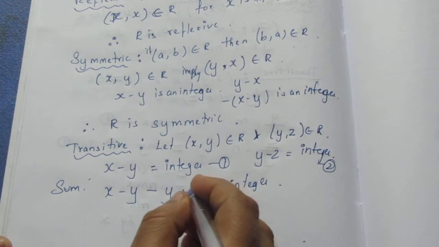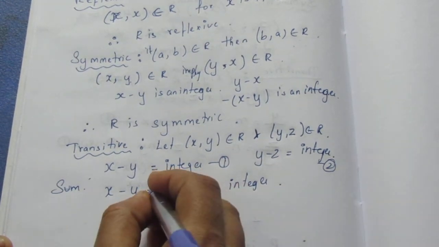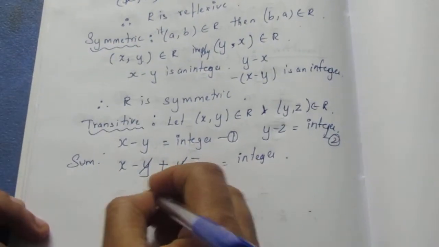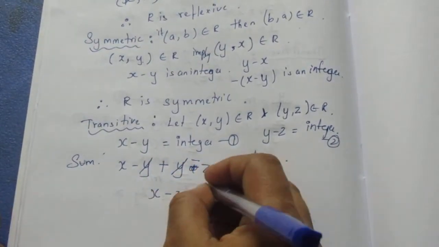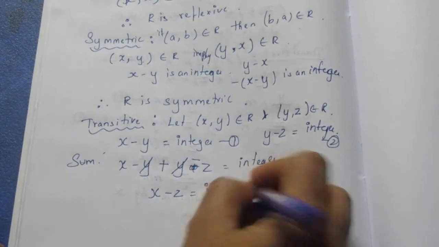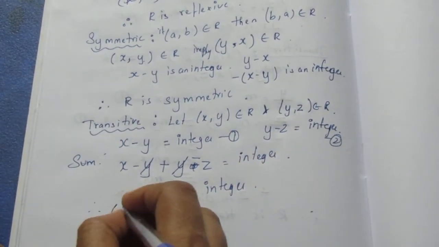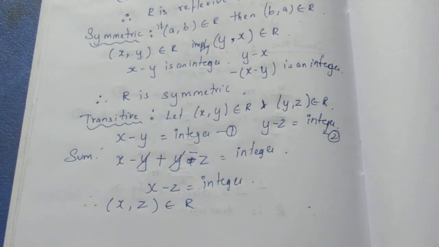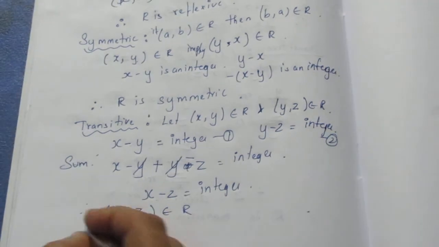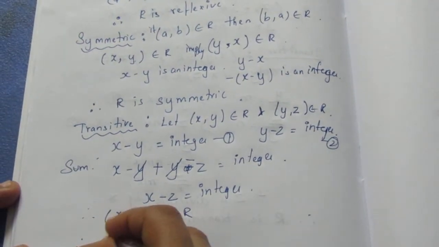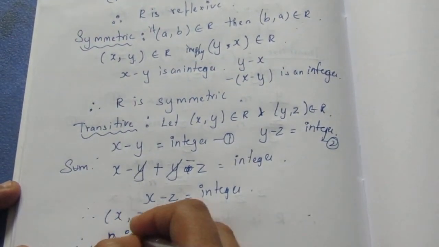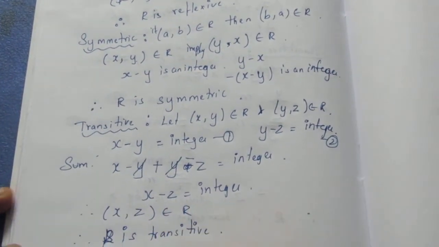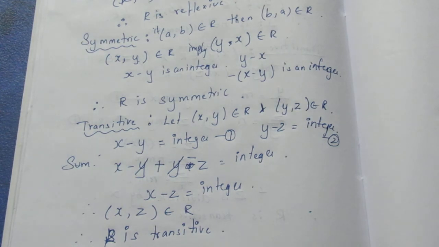Now, adding means there is no change in the sign. Here the y terms get cancelled. Now we have x minus z, which is nothing but an integer. Therefore we can say that (x, z) belongs to R because x minus z is an integer. Therefore R is transitive. From this we can directly say that R is transitive.